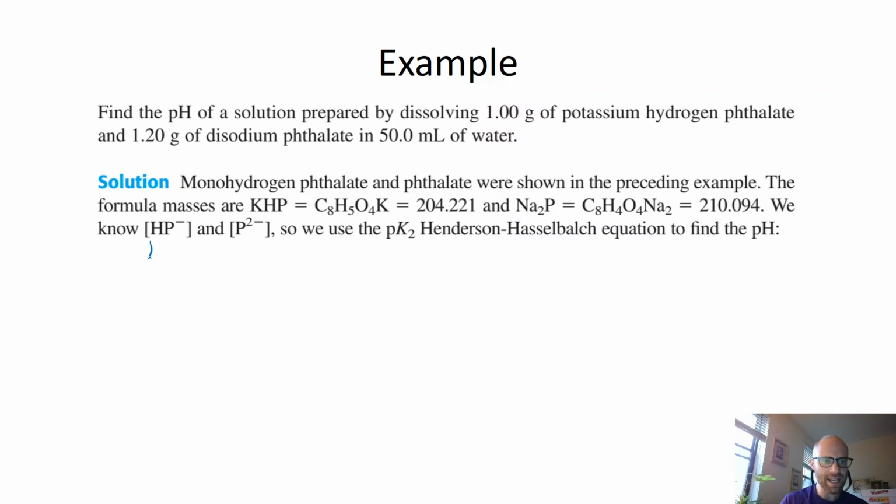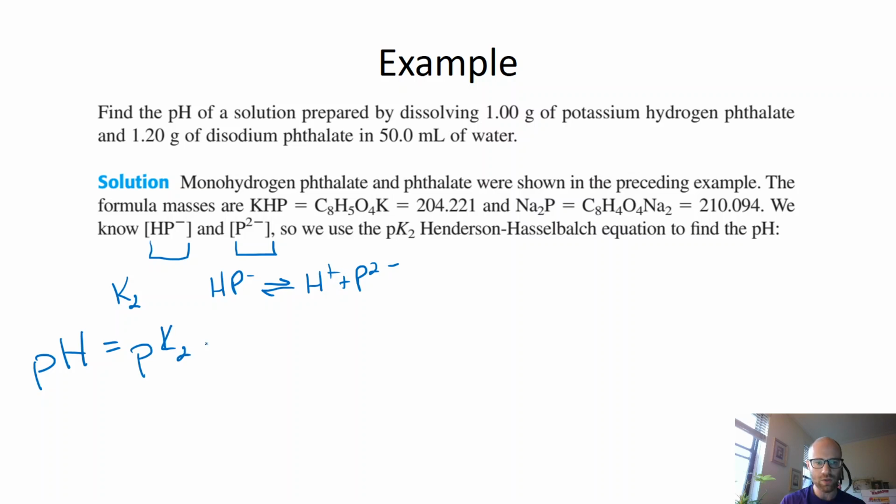So given that this is HP minus and P2 minus, I know that that's K2, whose reaction is HP minus in equilibrium with H plus and P2 minus. So I can jump straight to solving this, where I know the pH is going to be pK2 plus log of P2 minus over HP minus. Always, when we're using acid Ks, it is always base over acid.